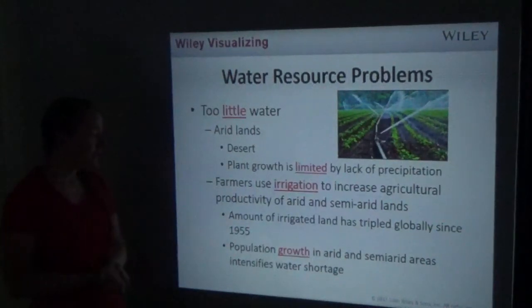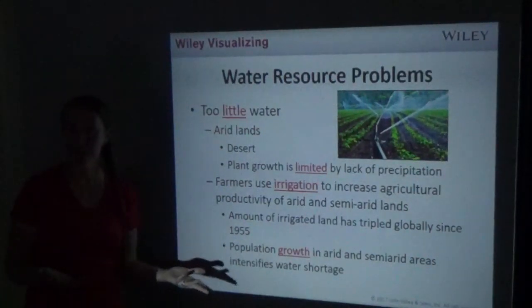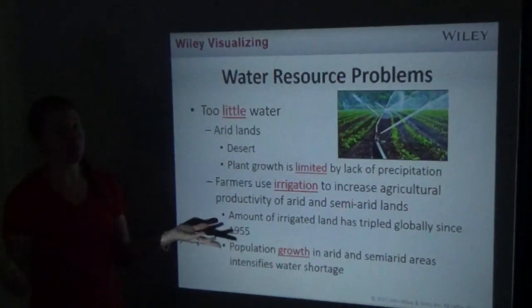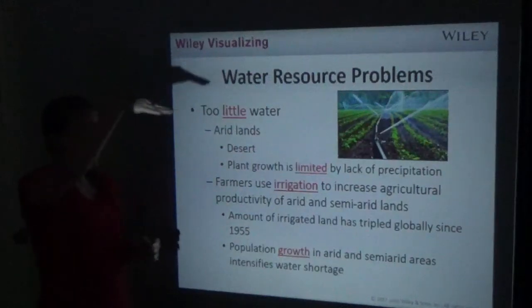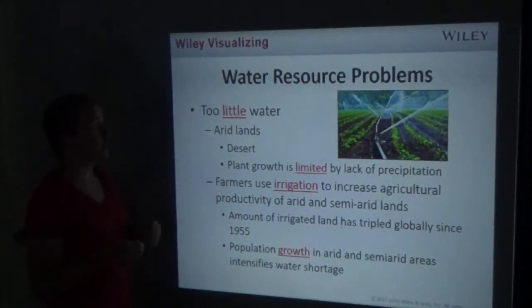Population growth in arid and semi-arid lands intensifies the water shortage. So if a country already has a water shortage because it's arid or semi-arid, having more people there, which of course is going to happen because we talked about in Chapter 7, our population globally is skyrocketing, we really need it to level off, then that's just going to put even more pressure on that small amount of water that that country has available.